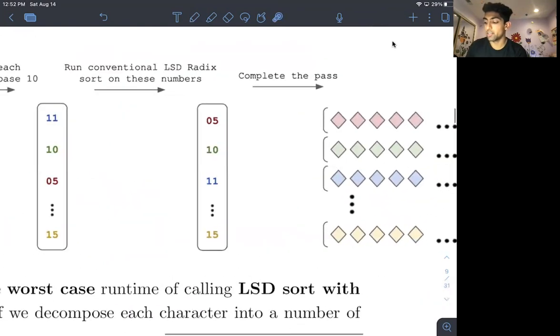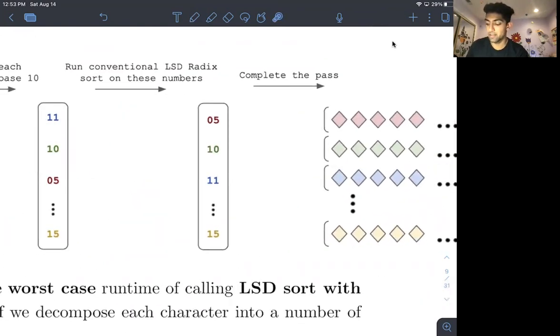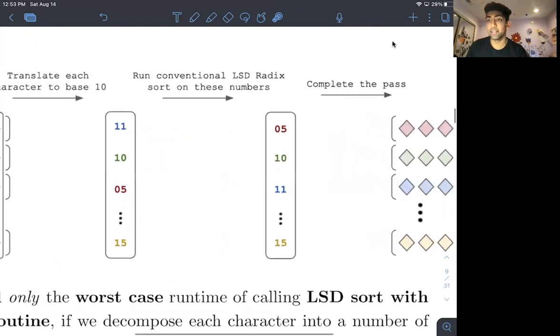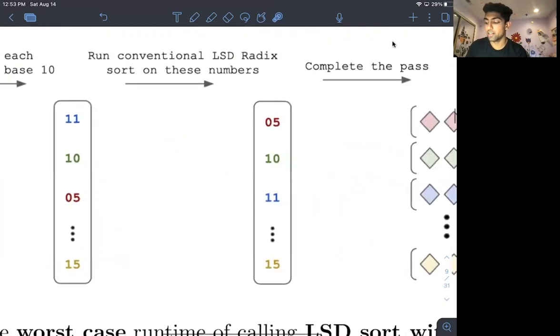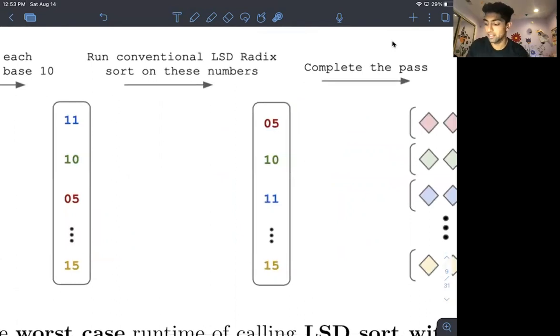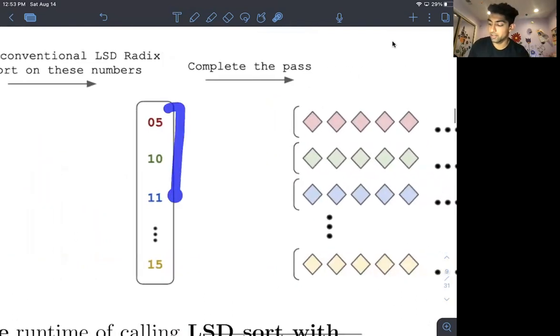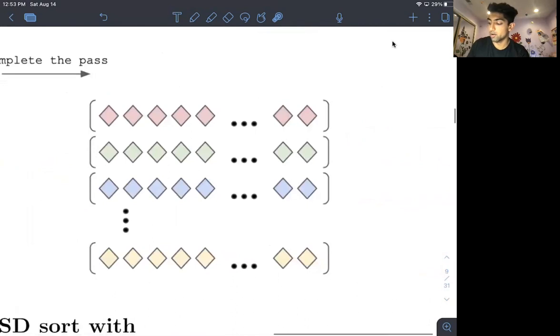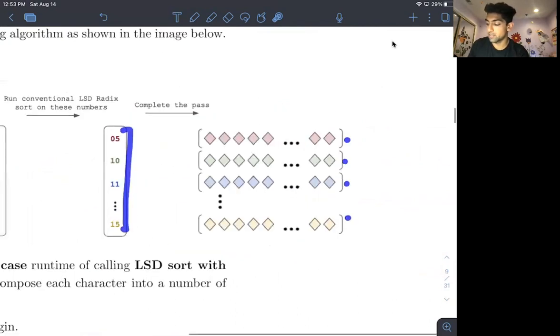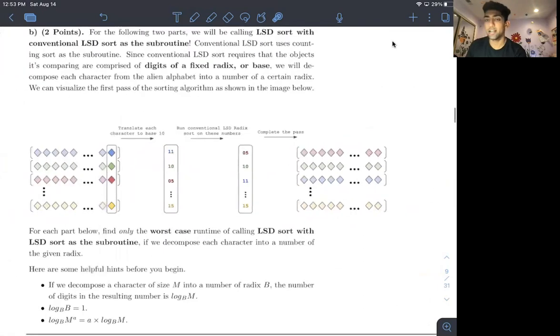Now what I'm going to do is run conventional LSD radix sort on these numbers. Because each character is now represented in base 10, if I run conventional LSD radix sort, it works pretty well because I'd look at all of these digits here. So I run conventional LSD radix sort, and now these are sorted. Then I complete the pass and sort all of these strings based on the result of running conventional LSD sort on that digit. Hopefully that makes sense of what's happening there.